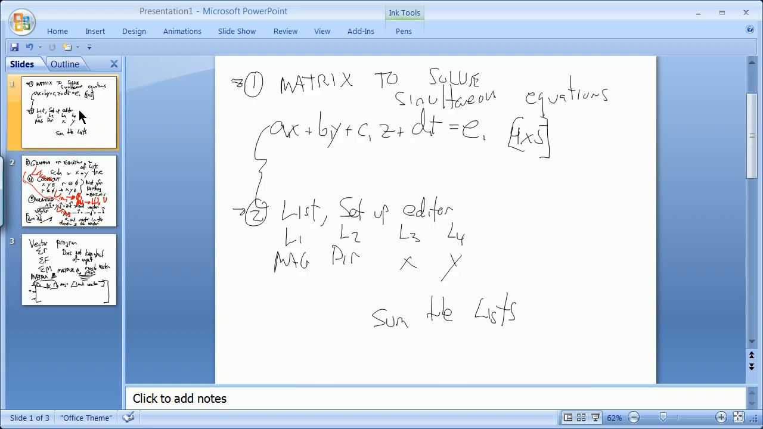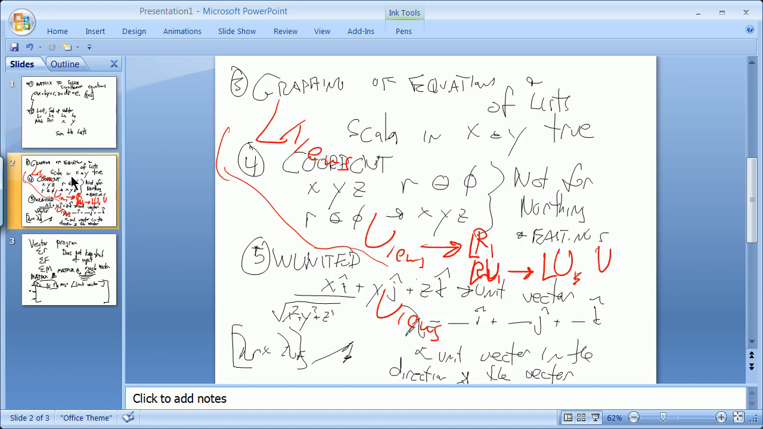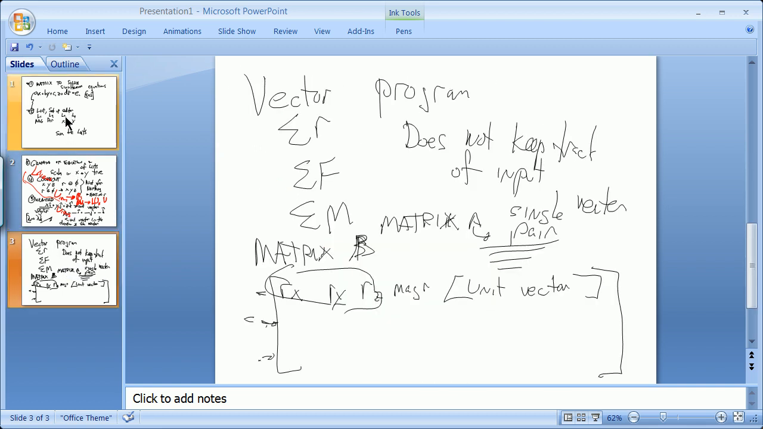Back again: matrix to solve simultaneous equations, list setup editor, graphing of equations, coordinate convert, W united, and that vector program. That is 6. You should be able to do those fast, efficiently, and you learn how to use them to go back and forth. You're learning how to use lists. Go back to the pen here. Lists and matrices. And of course, matrices are just lists of lists.